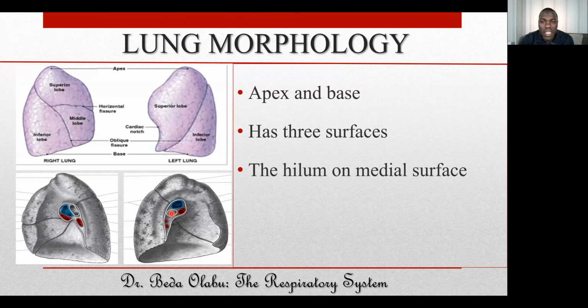The pulmonary artery takes deoxygenated blood into the lungs, and that pulmonary artery is targeting the respiratory portion of the lung. And of course, pulmonary veins carry oxygenated blood from the respiratory portions of the lung.